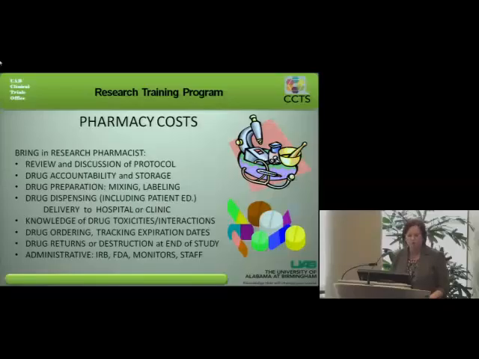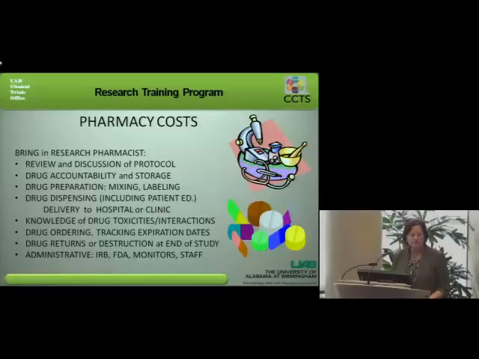You will need to work with your research pharmacist in terms of your pharmacy costs, and involve them in discussions of the protocol. They're a valuable resource when it comes to knowing about the drug, if it's a drug study, and what kind of side effects you can expect. That will facilitate your ability to estimate your nursing time when you're building your budget.